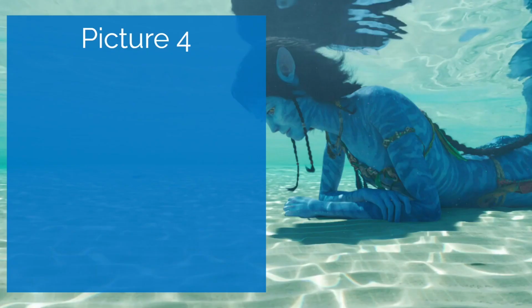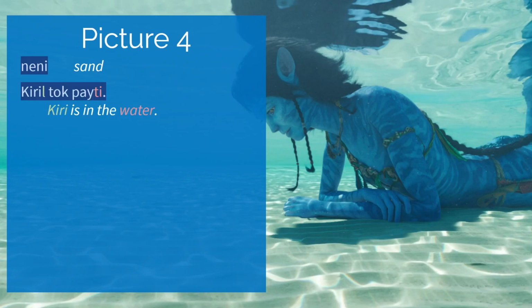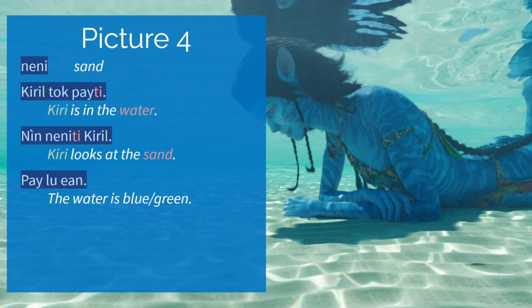And our last picture of Kiri laying in the water. Neni, sand, was our word here. Kiril dog baiti. Kiri is in the water. Nin neniti Kiril. Kiri looks at the sand. Pai lu ean. The water is blue-green. And last sentence, Kldai Kiri. Kiri lies on the ground.